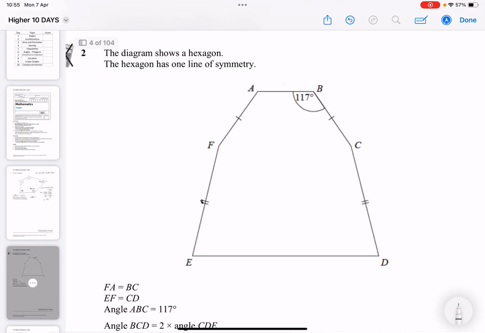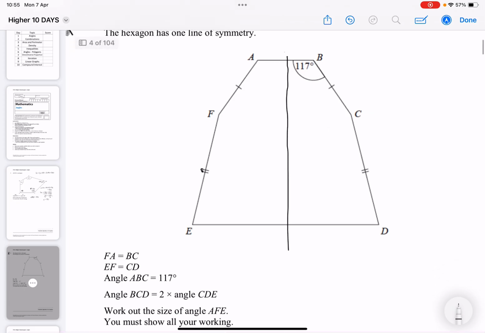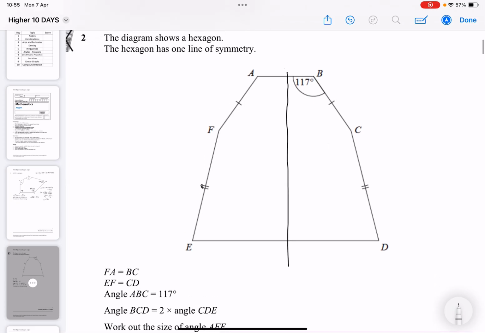Okay, first one done. Next one: diagram shows a hexagon. The hexagon has one line of symmetry. That means it's got a line down the middle, which splits it in half, and so it's the same both sides. FA equals BC, they're both marked. EF equals CD, they're both marked.